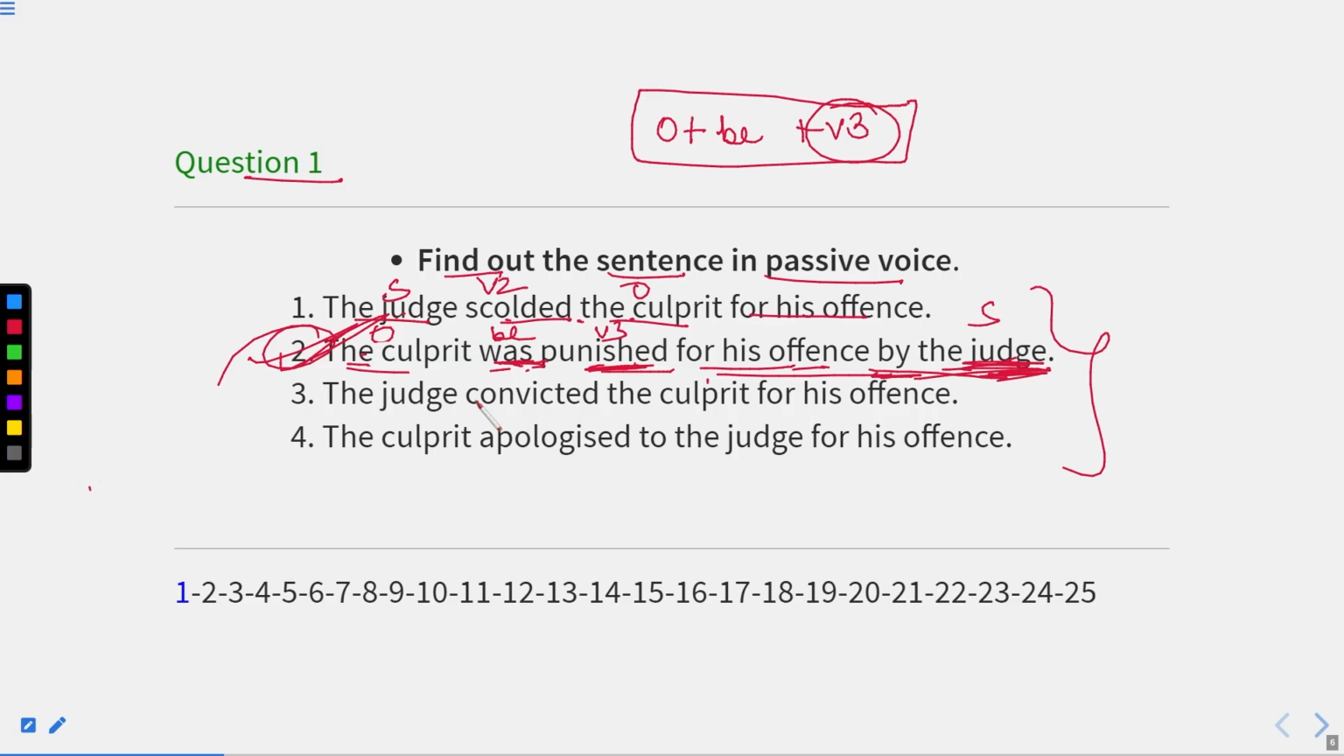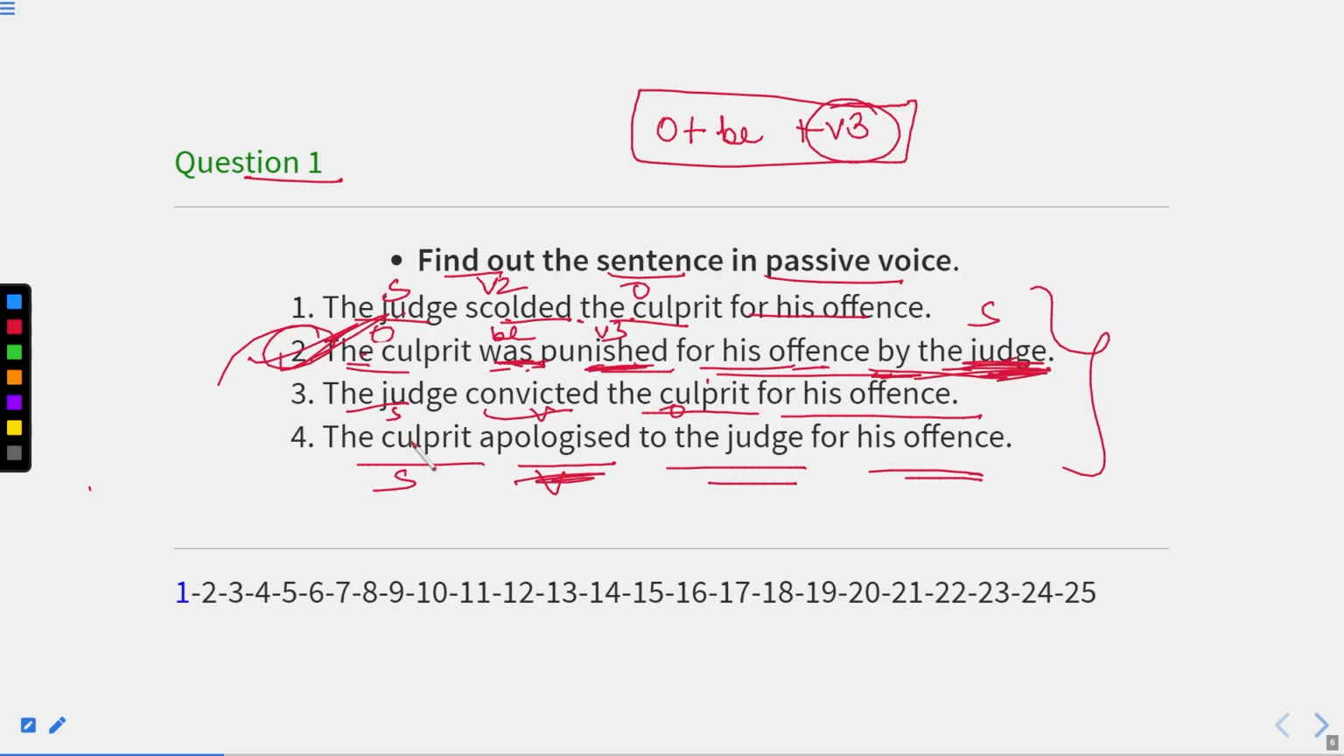However, let us look at the other sentences as well. The judge convicted the culprit for his offense. Obviously it is the active structure where the judge is the subject, convicted is the verb, and the culprit is the object. The culprit apologized to the judge for his offense. Now here this is the subject, apologized is the verb second form, and to the judge is like the indirect object.